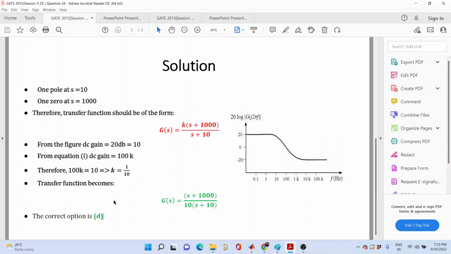So people who were asking about DC gain, have you understood what DC gain is? Zero frequency gain is DC gain. DC means there is no frequency component present on it. Means zero frequency gain is same as DC gain, sir? Yes, absolutely. We can also find k by writing 20 is equal to 20 log 1 by gain. Yes, you can do that. Of course, you can do that.